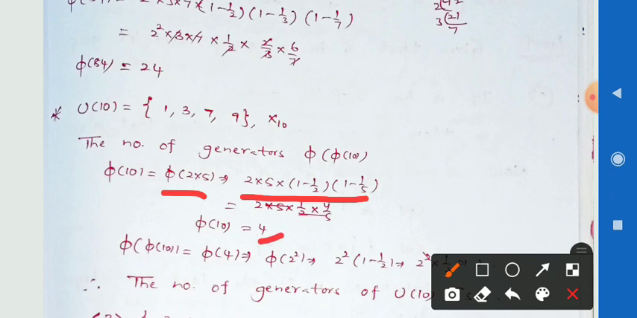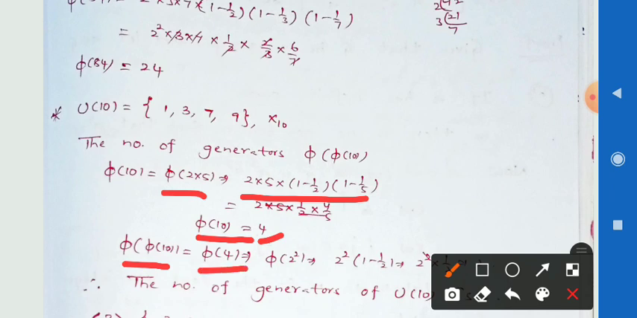If phi of 10 has only 4 generators, the 4 generators are 1, 3, 7, 9. Once again I have to check the phi of 10 value. The Euler function value is 4. Here phi of 10 value is 4.